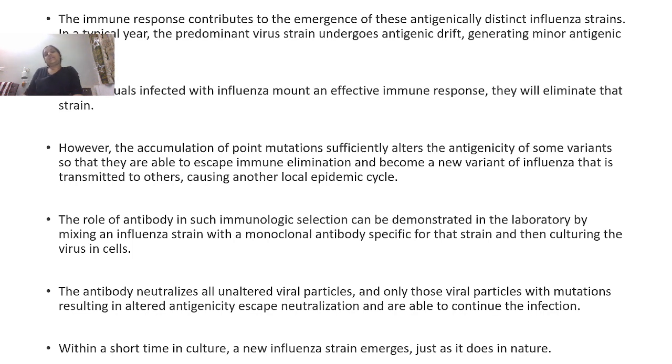In a typical year, the predominant virus strain undergoes antigenic drift, generating minor antigenic variants. As individuals infected with influenza mount an effective immune response, they will eliminate that strain. Whenever an effective immune response is generated against the influenza, it will be eliminated from the system. However, the accumulation of point mutations sufficiently alters the antigenicity of some variants, so they are able to escape immune elimination and become a new variant that is transmitted to others, causing another local epidemic cycle.